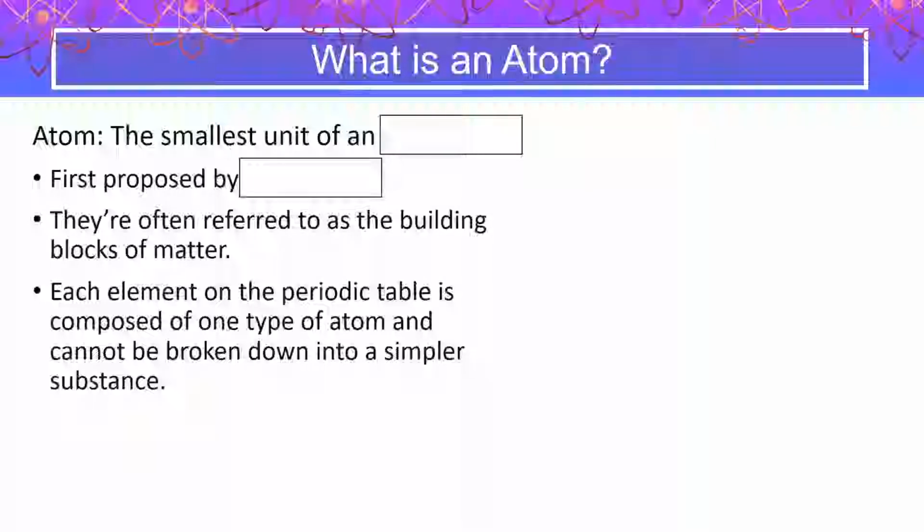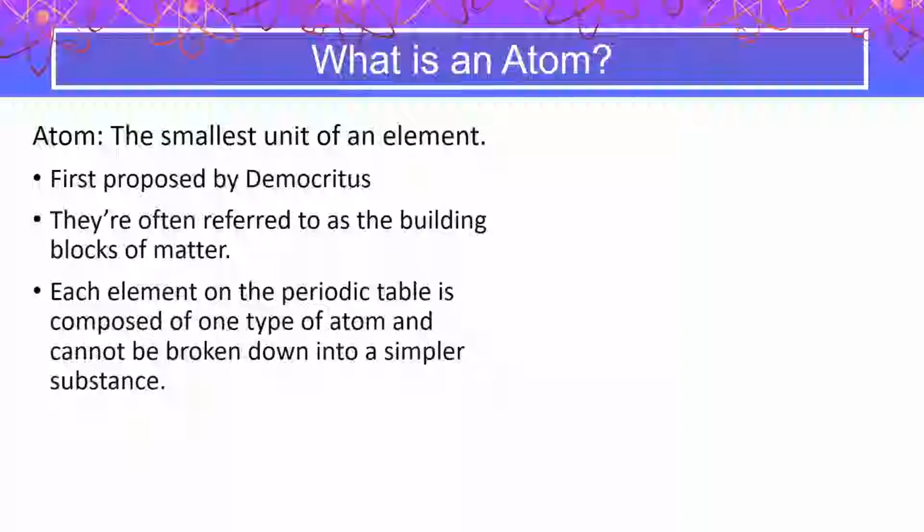So what is an atom? Well, an atom is the smallest unit of an element. It was first proposed by someone called Democritus, or Democritus, however you want to say it, back in ancient Greece. Now, atoms are often referred to as the building blocks of matter, and each element on the periodic table is composed of one type of atom, and you cannot break it down into a simpler substance, not without just turning it into what we would call subatomic particles.